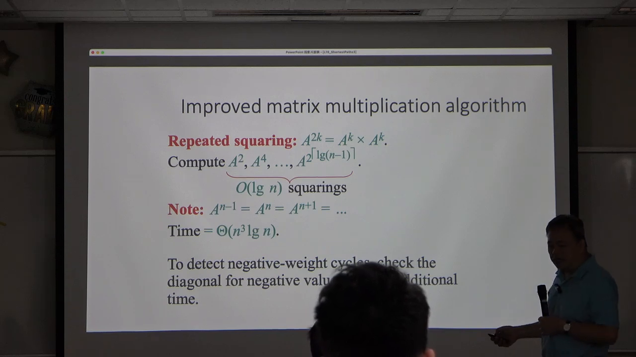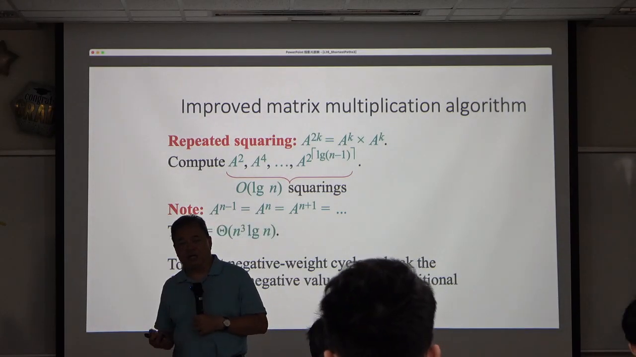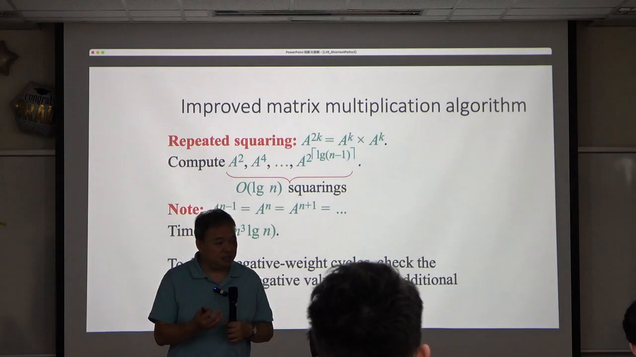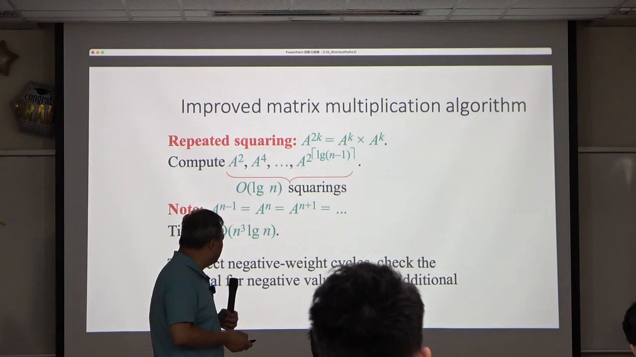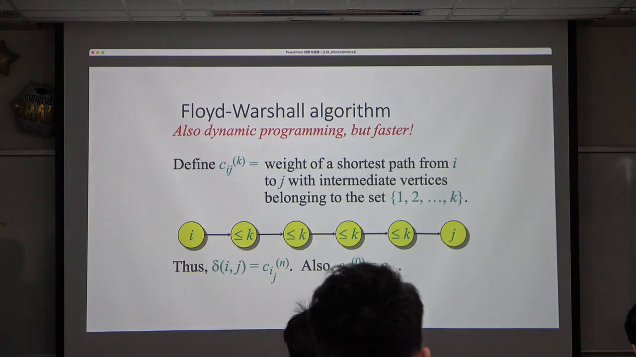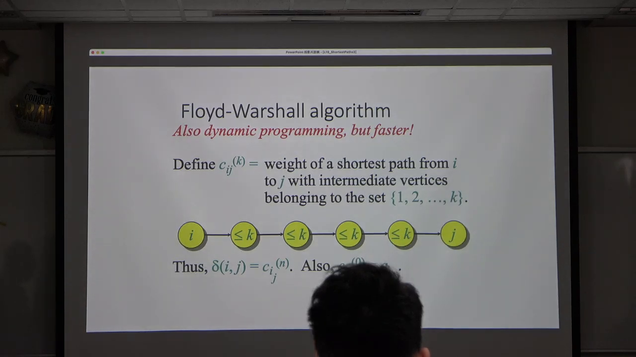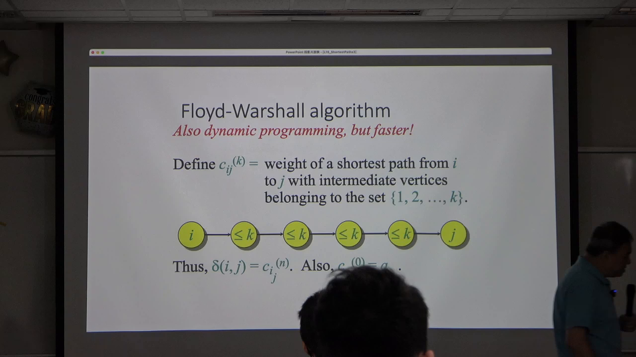Remember at the beginning of this lecture I said we are going to introduce 3 different algorithms, right? So this is the first algorithm, which we already introduced. The second algorithm that we are going to introduce is a very famous one. It's called Floyd-Warshall. It's also dynamic programming, but it has a twist of mind, and it is a much faster algorithm.